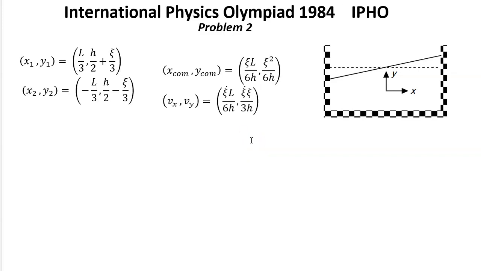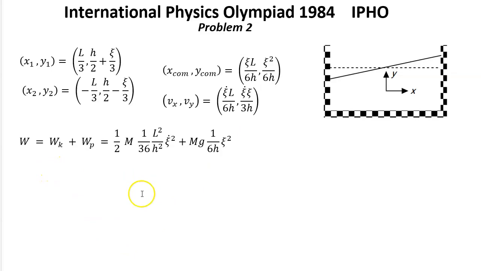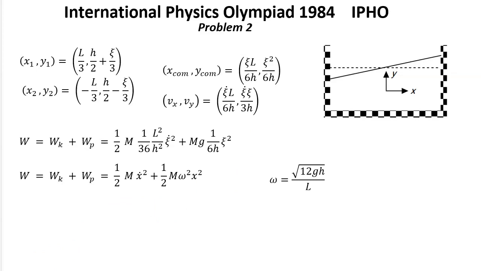The total energy, kinetic plus potential, will be this one. For a harmonic oscillator we have this expression. Comparing these two expressions, we can identify omega as the square root of 12gh over L, or the period T will be pi L over the square root of 3gh.